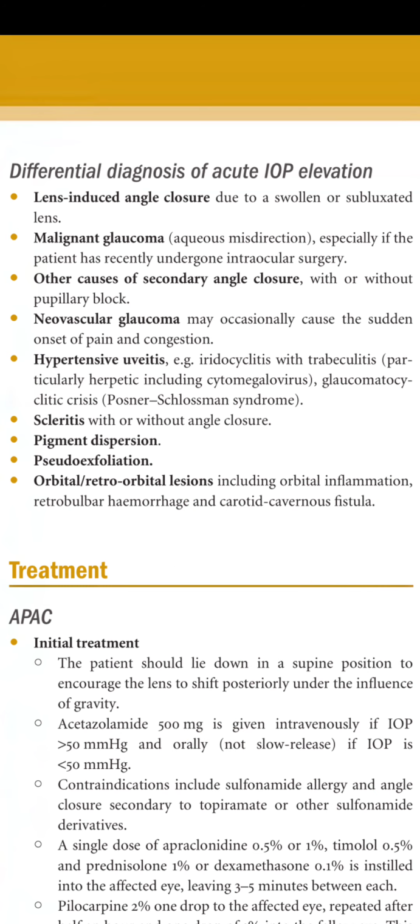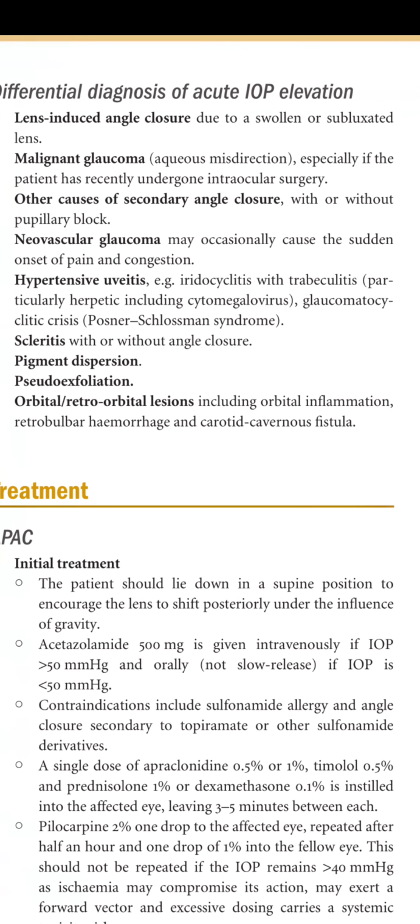Other causes of a secondary angle closure with or without pupillary block. Neovascular glaucoma may occasionally cause the sudden onset of pain and congestion. So neovascular glaucoma can be open angle and angle closure as well. Hypertensive uveitis, for example, iridocyclitis with trabeculitis, particularly herpetic, including cytomegalovirus, glaucomatocyclitic crisis, Posner-Schlossman syndrome, scleritis with or without angle closure, pigment dispersion, pseudoexfoliation. So these can all cause angle closure. Orbital or retroorbital lesions, including orbital inflammation, retrobulbar hemorrhage, and the carotid cavernous fistula.